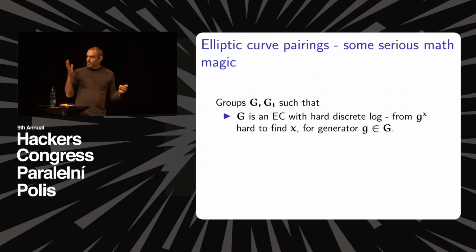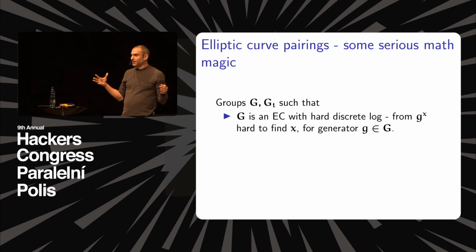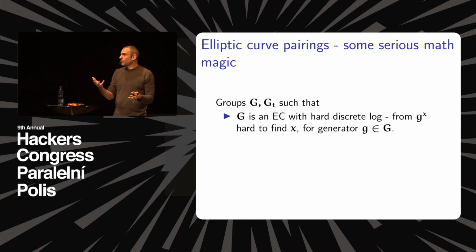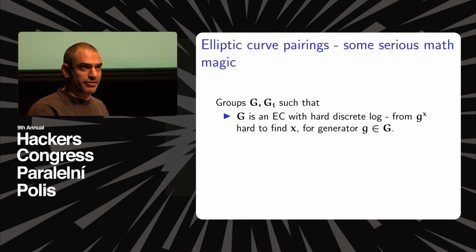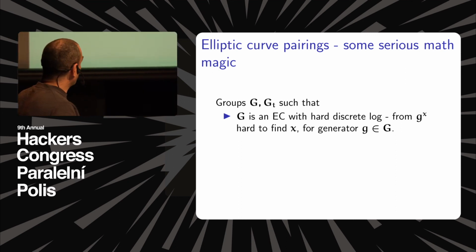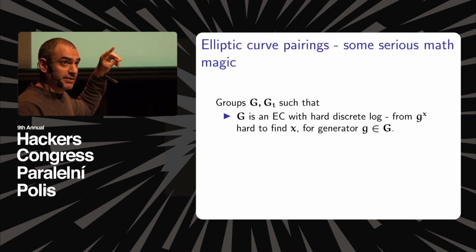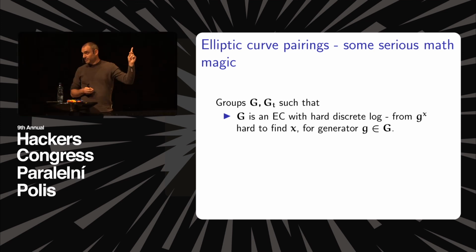Basically, we know this idea that you can add things in the exponent. I have g to the x, I have g to the y. If I multiply them, I'll get g to the x plus y. So we know we can add hidden values. Pairings give you a way to also multiply hidden values in the exponent. This is the power they give you.